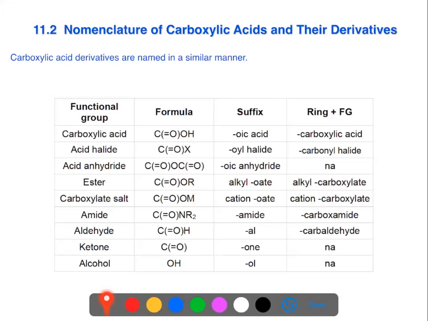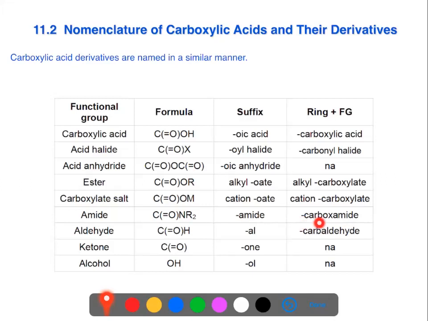And carboxylate salts, they're similar. The only difference is that instead of an R group attached to the oxygen through a covalent bond, we have an ionic bond or an ionic interaction with a metal cation. So we're going to name that cation first, followed by a space, and then everything else is similar to how we name esters. And finally, amides, we're going to simply drop the E and add amide. So butane becomes butanamide.